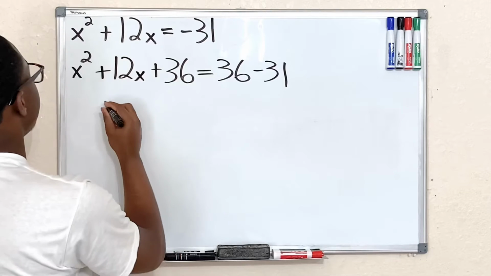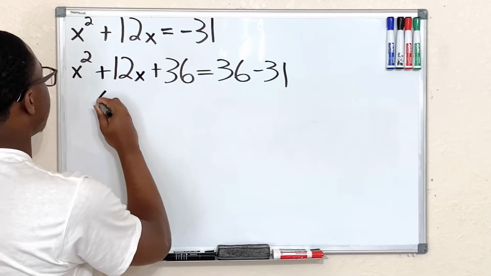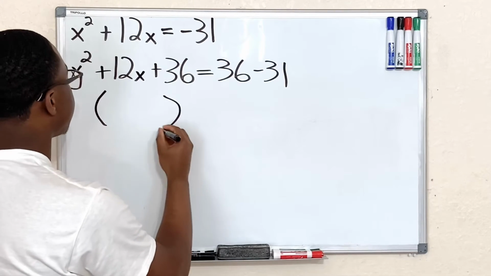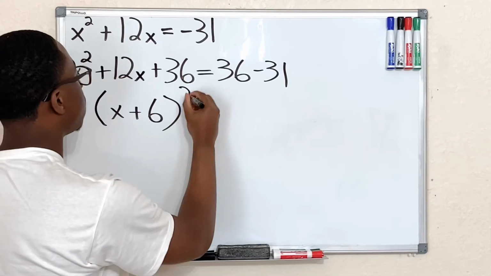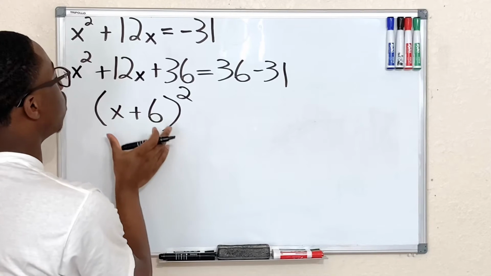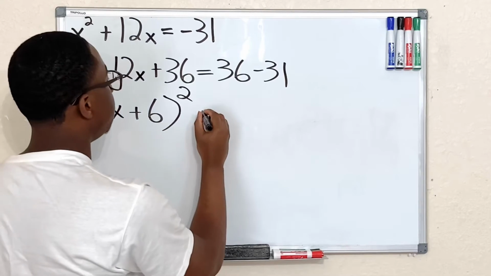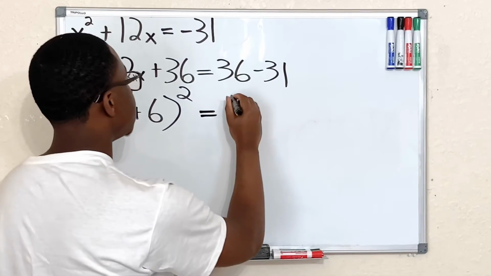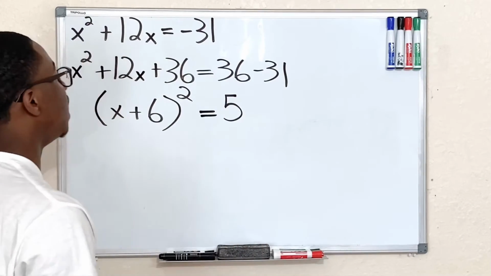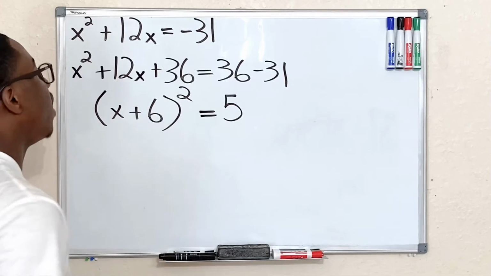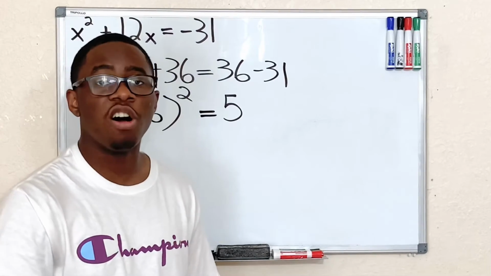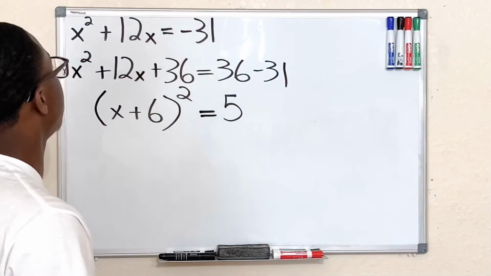So therefore, in order to complete the square, we would have x plus 6 squared. So that would be our new answer. And then this would all be equal to 36 minus 31 is going to be 5. So now if they asked us to factor, this would be our finished answer. However, we are asked to solve for all values of x, which is what we're going to do next.